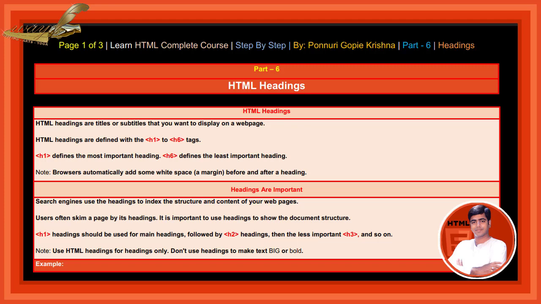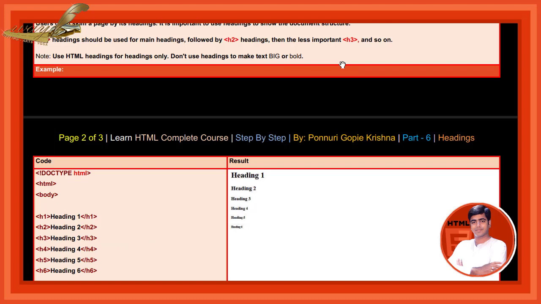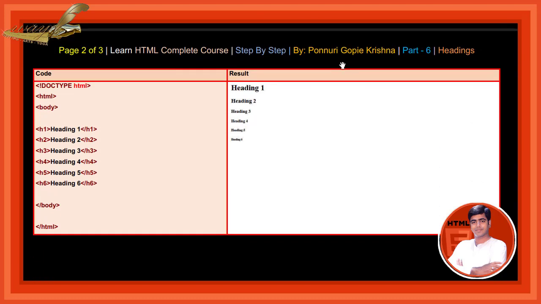Note, use HTML headings for headings only. Don't use headings to make text big or bold. See the example, code and result. See here the code: doctype HTML, body, H1, H2, H3, H4, H5, H6. See here the result returns this. See, H1 is big one and H6 is very small.